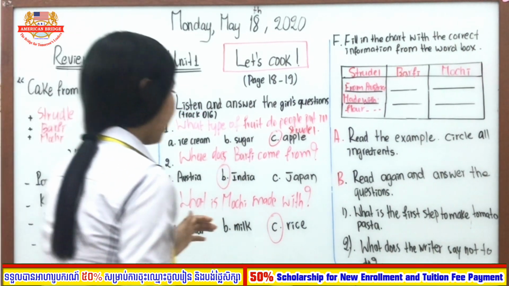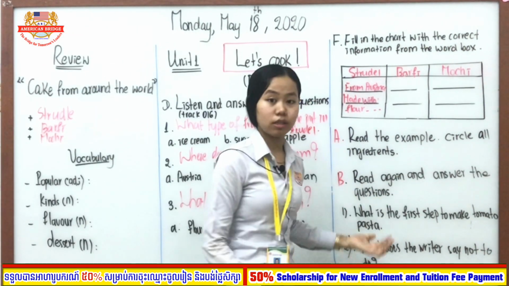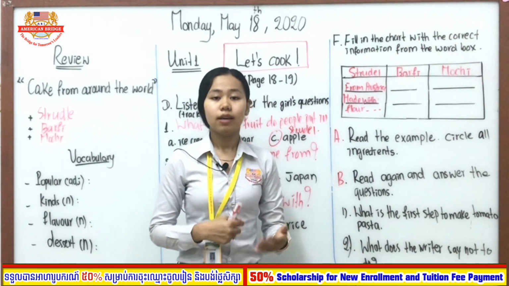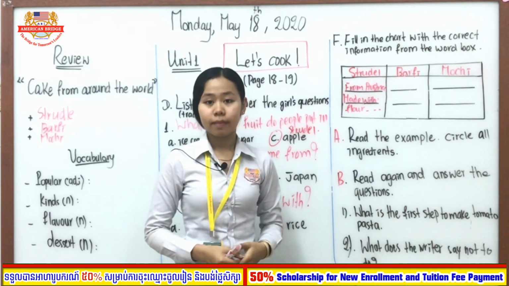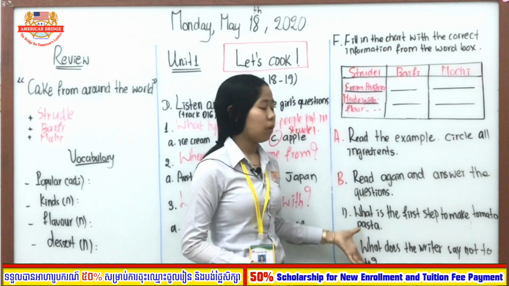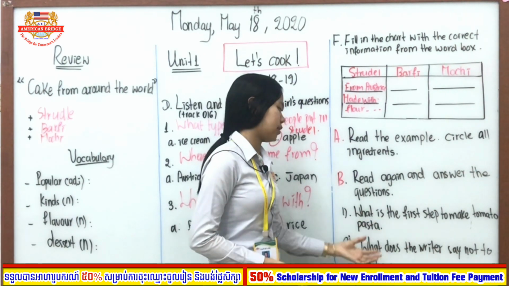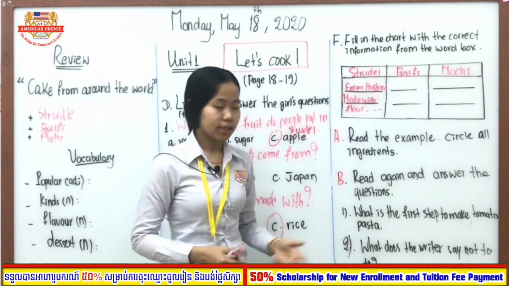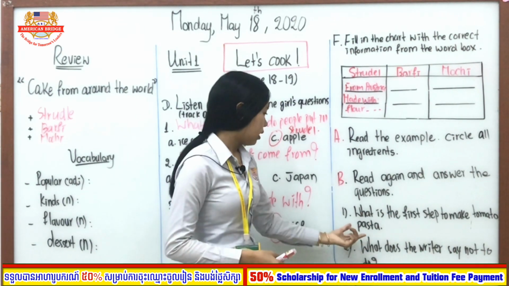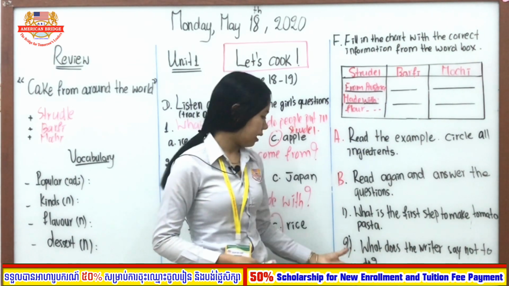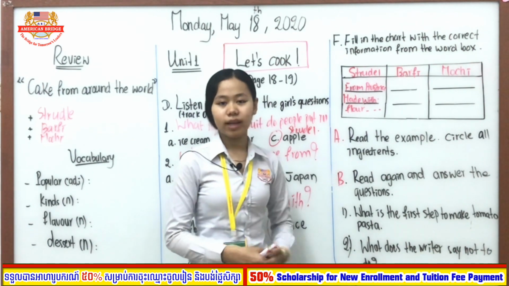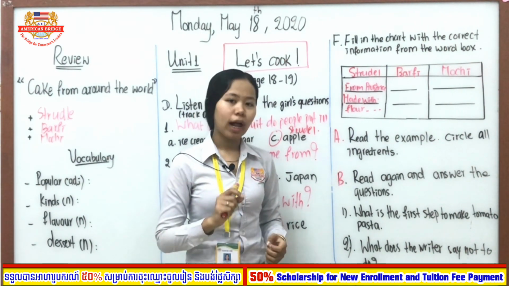And moving on to another one, which is read again and answer the question. After you finish reading the example that teacher read earlier, read again and then answer the question. There are 2 questions so far. Number 1, what is the first step to make tomato pasta? And number 2, what does the writer say not to do? So try to find the answer while you're reading.